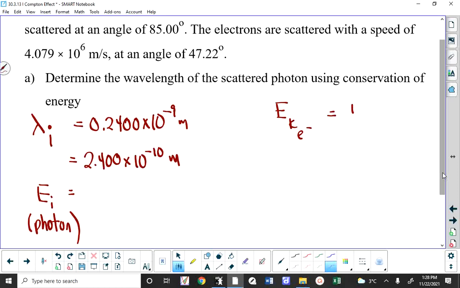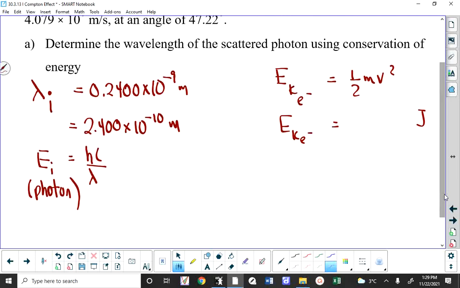So we calculate the kinetic energy using one half mv squared. We calculate the energy of the photon using hc over lambda. And for reasons that I will explain very soon, I want this done in joules. So I would like everybody to take a couple of minutes and find the kinetic energy that the electron has after it's hit by the photon in joules. I want you to find the energy that the photon has before it hits the electron in joules.